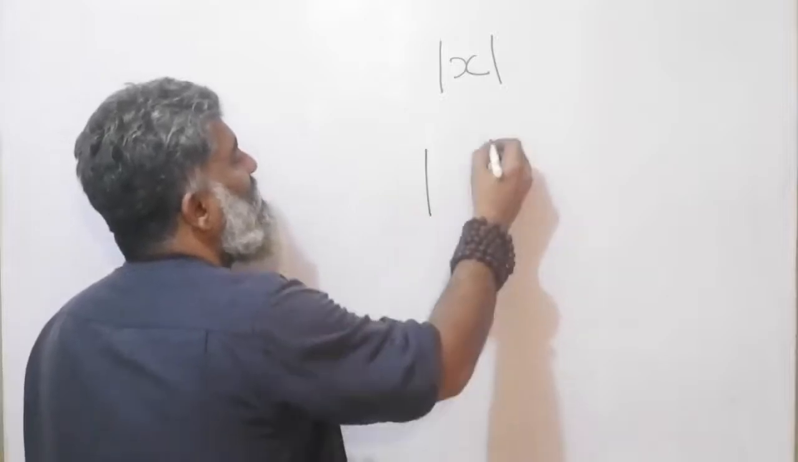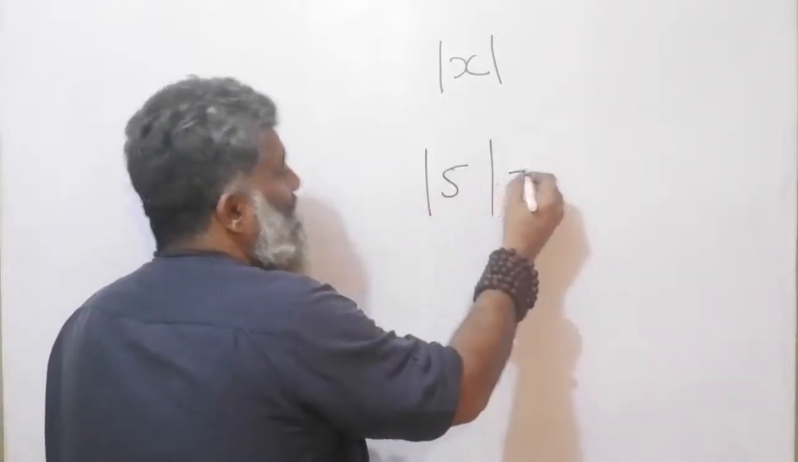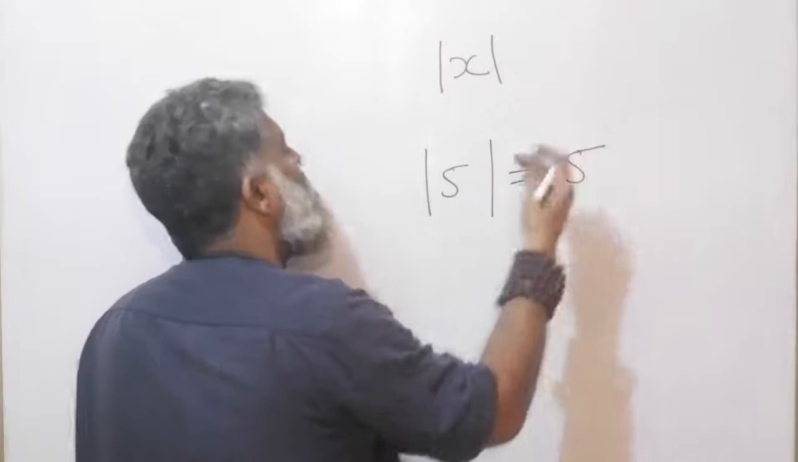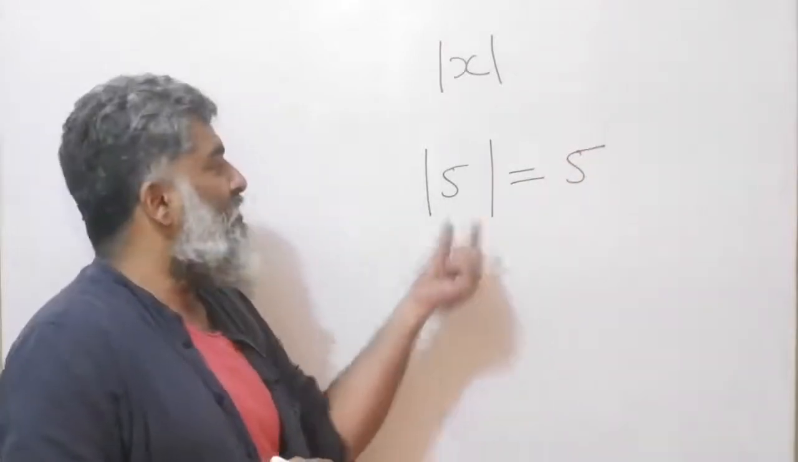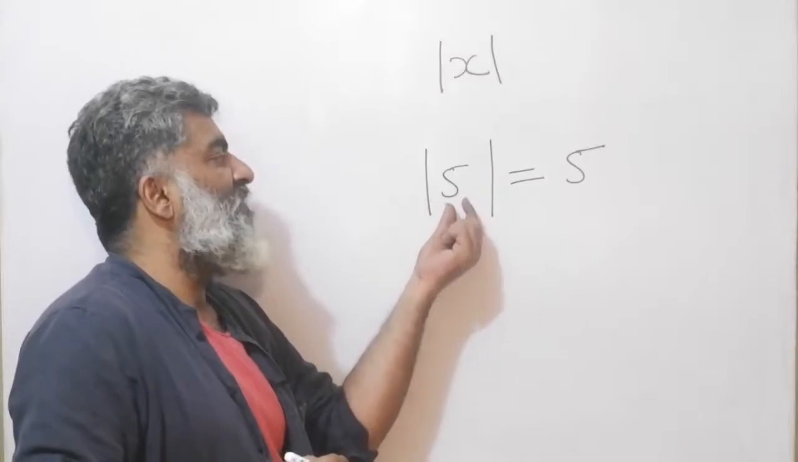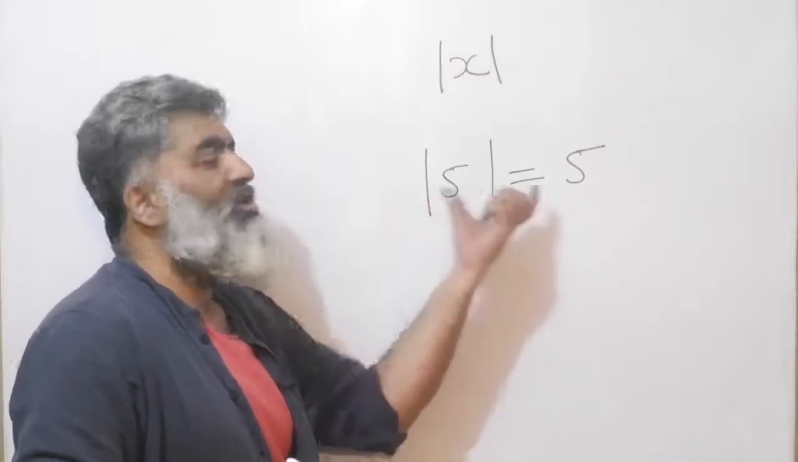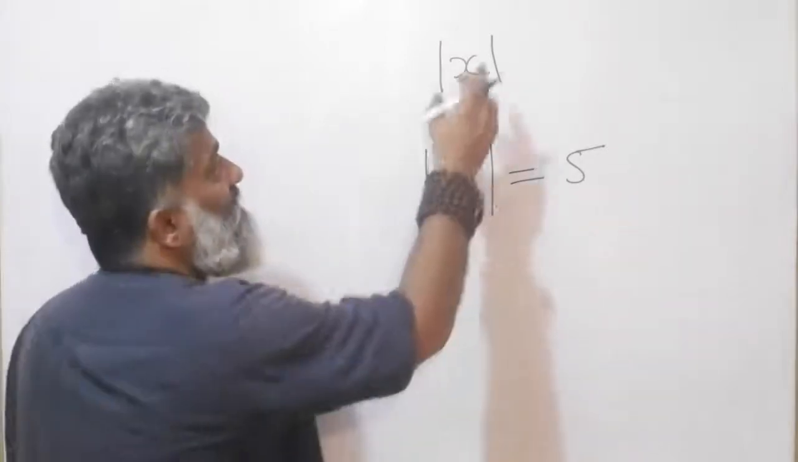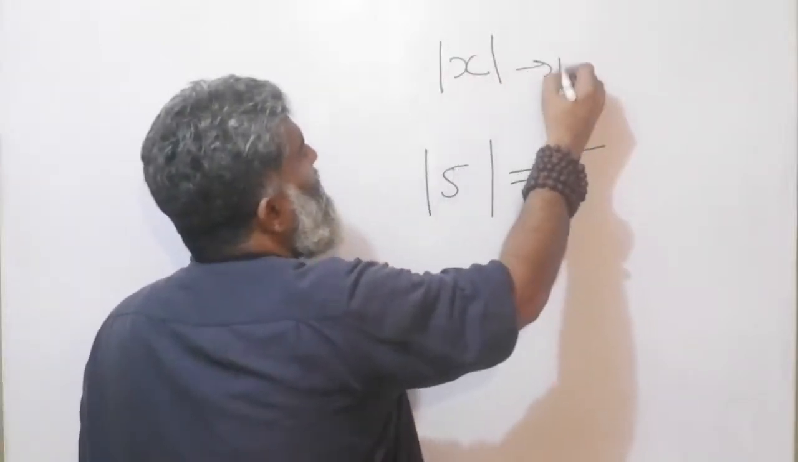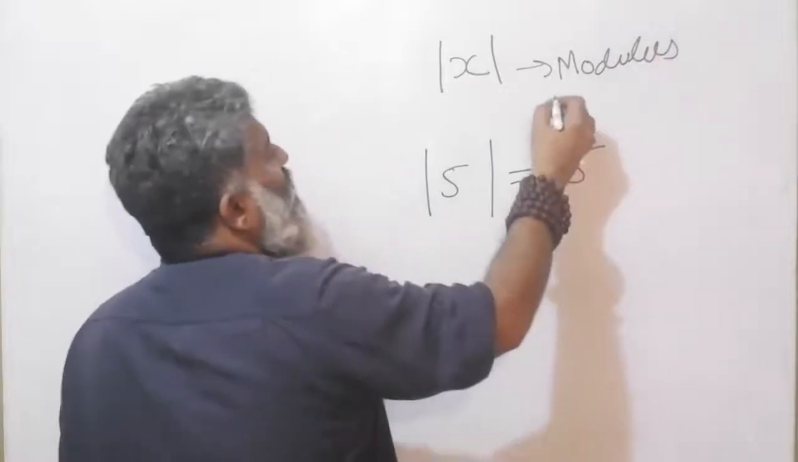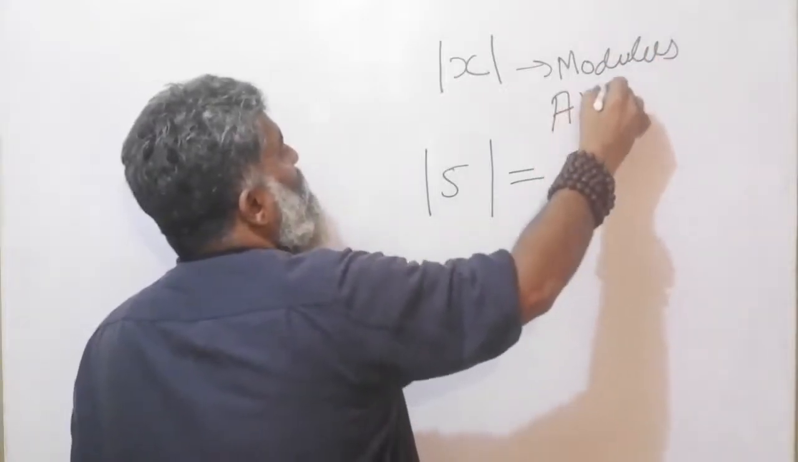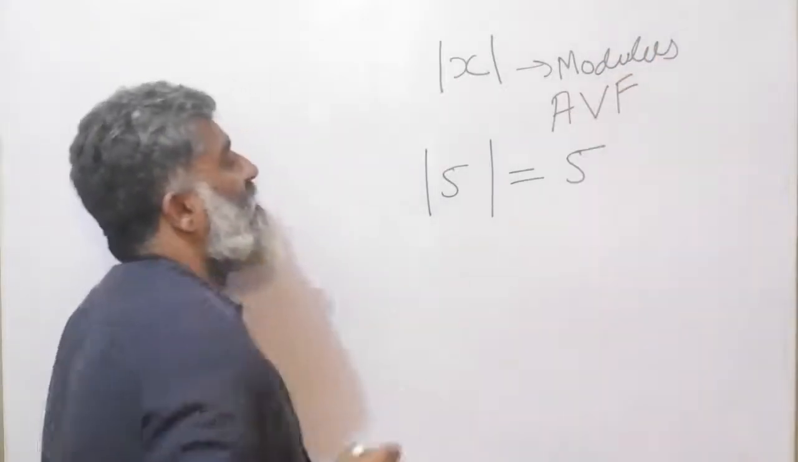If I give you this, mod of 5, let me start by telling you that this is equal to 5. So very simple, not a big challenge at all. There is a positive number inside, 5, and the value of the overall function is 5. This symbol is called the modulus. Some people call it the modulus function or the absolute value function.